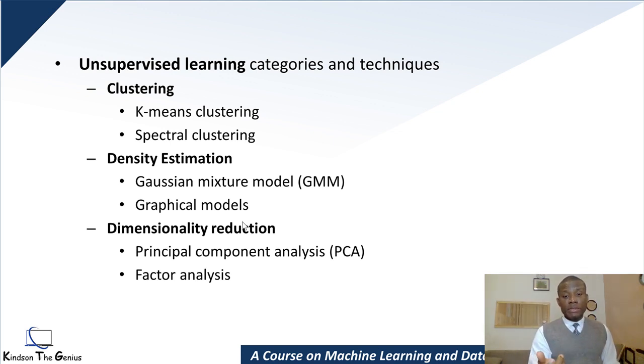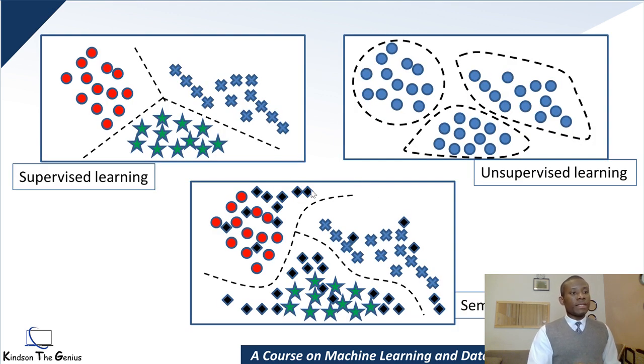For dimensionality reduction, we have principal component analysis, factor analysis, and singular value decomposition. So try to get used to all these terms as we move. Now, this is an illustration of the difference between supervised, semi-supervised, and unsupervised learning.